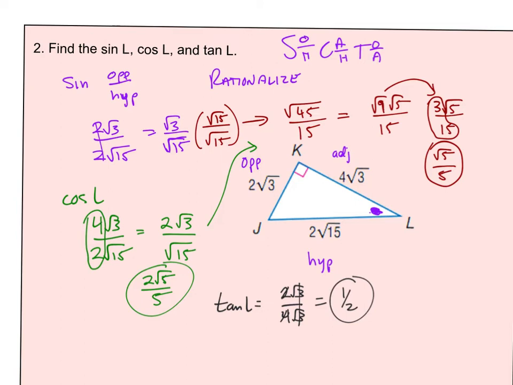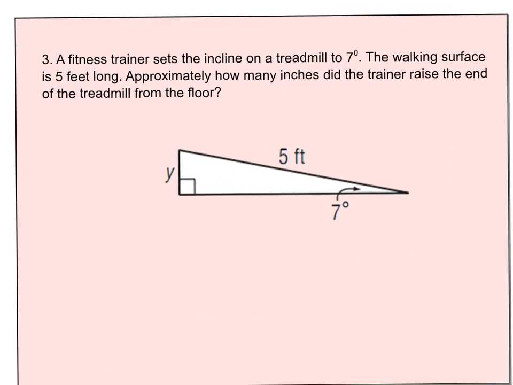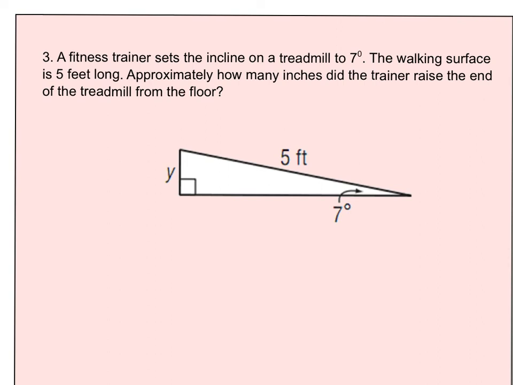This is good. Just kind of working with square roots. This is good practice. This is good review. And you should be getting comfortable with this. So now let's take a look at some of these things. So a fitness trainer sets an incline on a treadmill to 7 degrees. That's not bad.